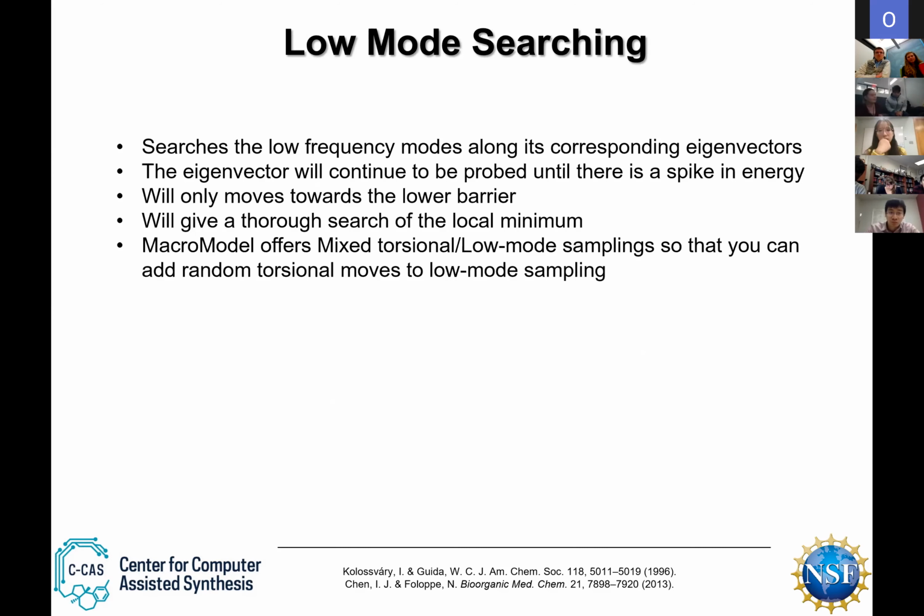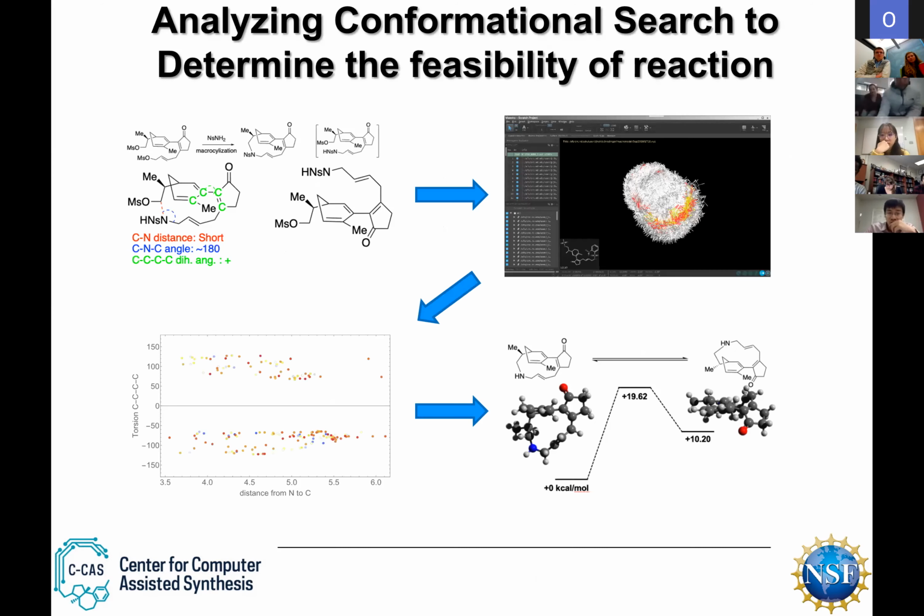So now Kevin. So here's how I use the conformational search to determine the feasibility of the reaction. First, it goes by looking at the reaction and running the conformational search, then processing the data, and then confirming it further with the DFT calculations.